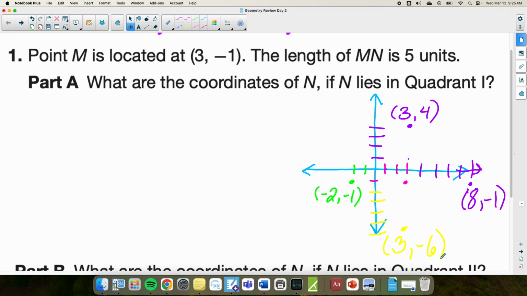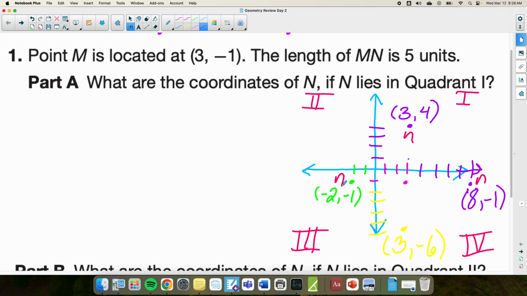Okay. Now, another thing that you need to know in this, which I think you guys know, do you guys know that this is quadrant 1, this is quadrant 2, this is quadrant 3, and this is quadrant 4? Okay. What they're asking us here is what are the coordinates of point N, which can be any of these.